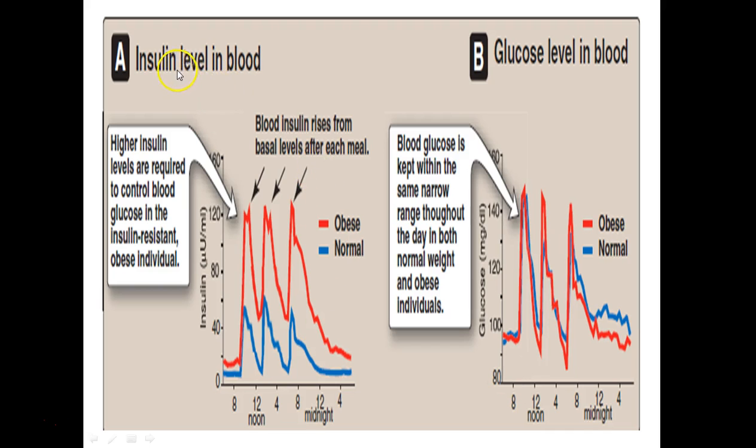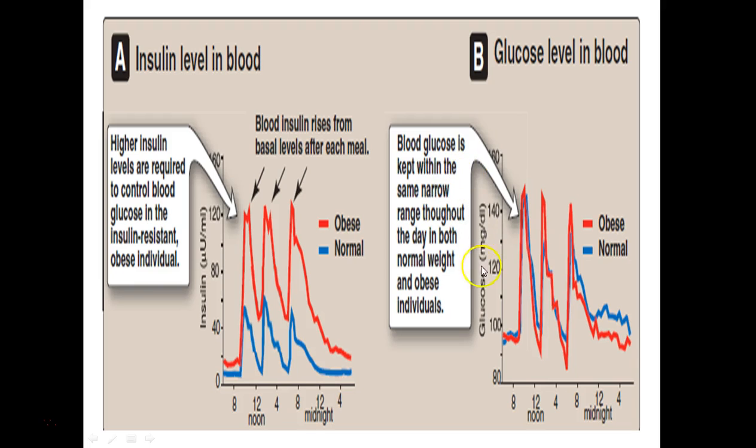So here is the insulin level in blood, and this is the glucose level in blood. So we are trying to compare, from morning 8 and then over the time scale from noon to midnight. High insulin levels are required to control blood glucose in insulin resistant obese individuals. So basal insulin levels and levels after each meal. The red graph indicates obese, and this one is normal. So insulin in micro units per ml. Here you can see less insulin is required for maintaining the blood glucose in normal individuals, while insulin levels are raised very high in obese individuals.